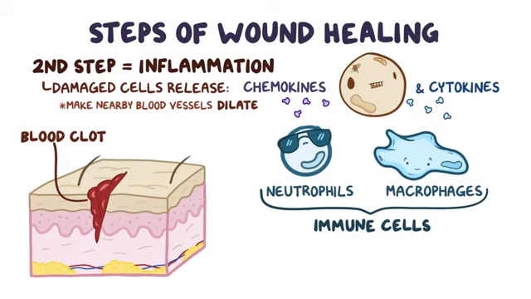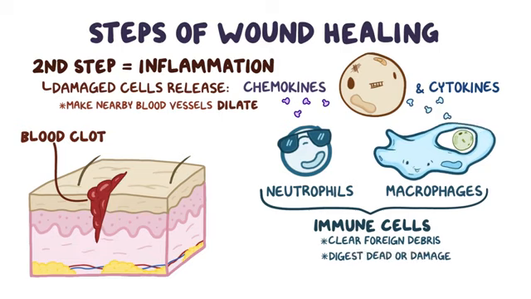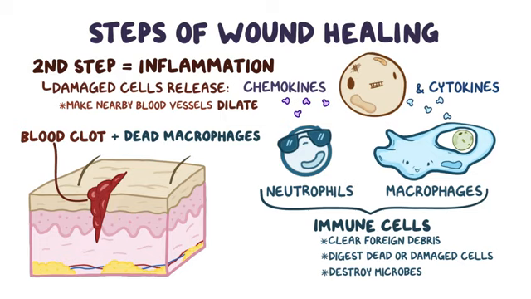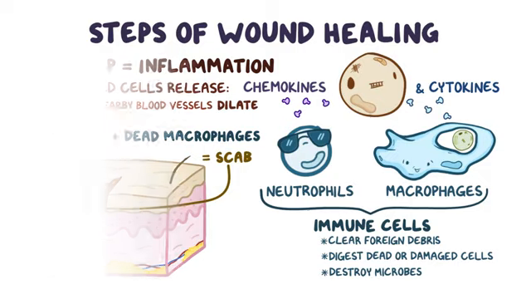Immune cells start to seep into the affected area, and they begin to clear foreign debris like dirt and digest dead or damaged cells caused by the injury, as well as destroying any microbe that may have gotten in. At the end, there's a blood clot and dead macrophages that have consumed damaged cells and other debris, and this forms a scab, our body's own bandage.